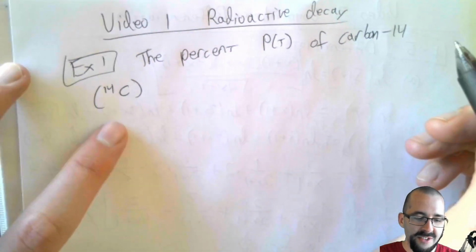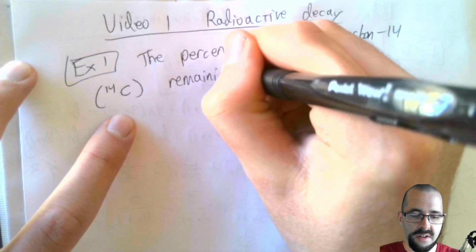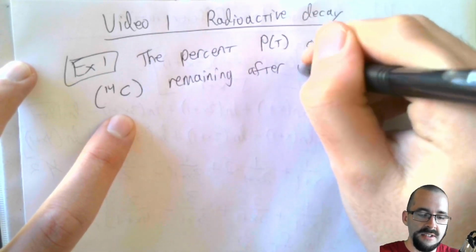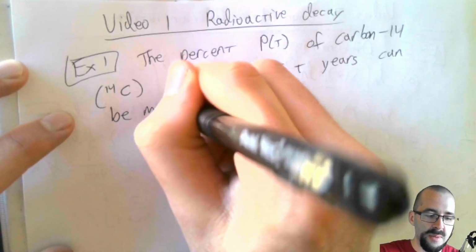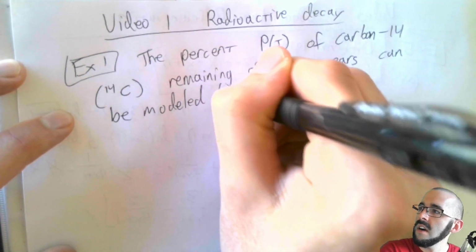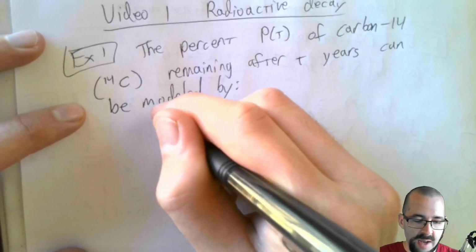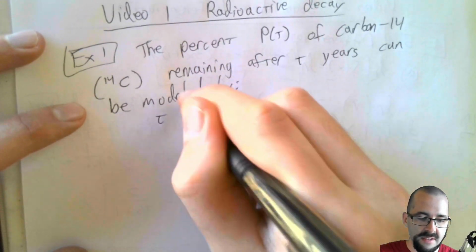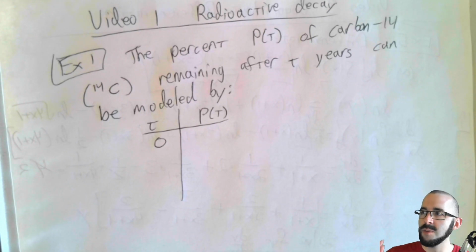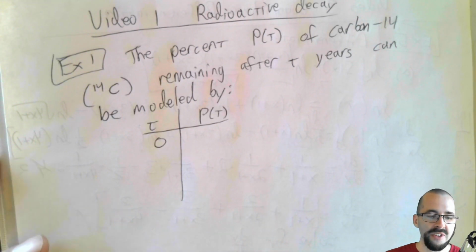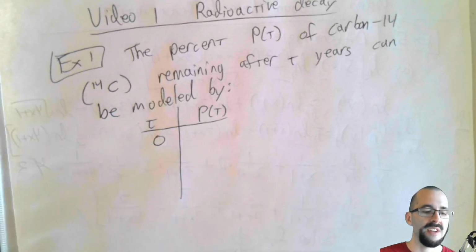So the percent of carbon-14, which we're going to abbreviate like this, remaining after T years can be modeled with the following table. Okay. So what do we got? I'm going to give you a table of T's and P of T's. So to start off, right, at the very start, how much percent do we have left? Well, nothing is decayed yet, right? We haven't started yet. At the very start, we have 100%.